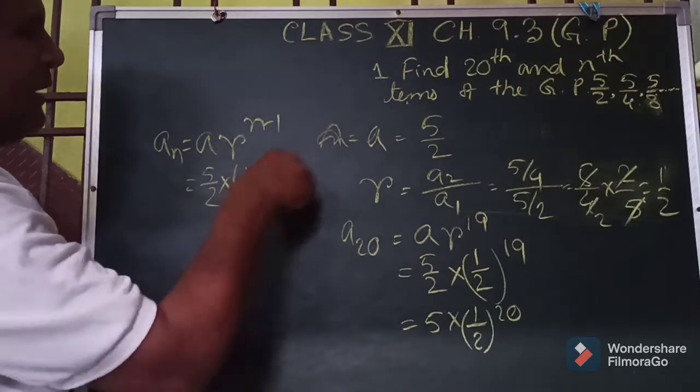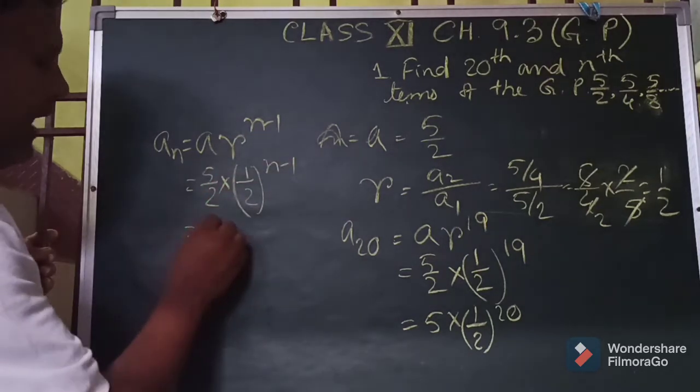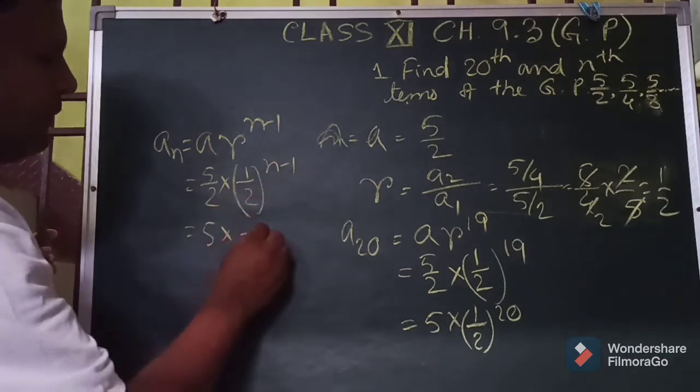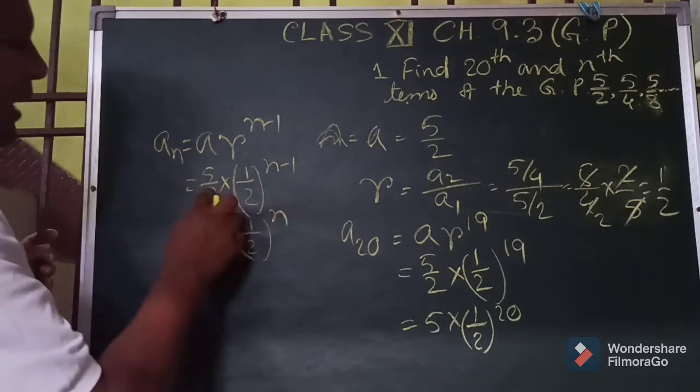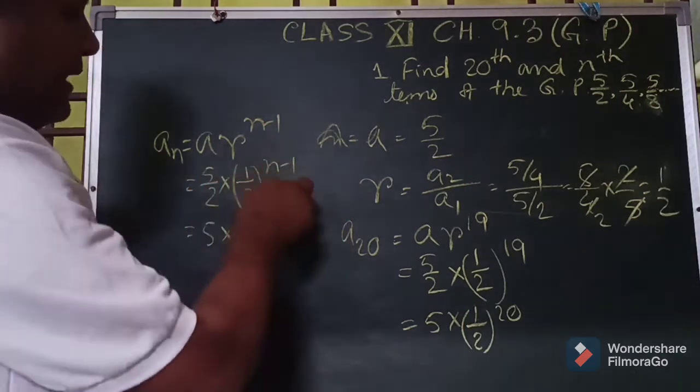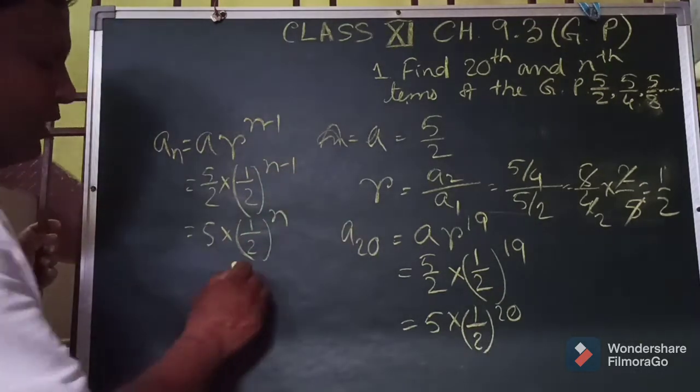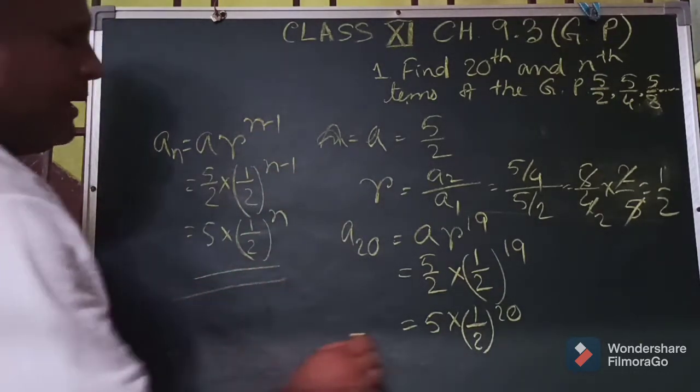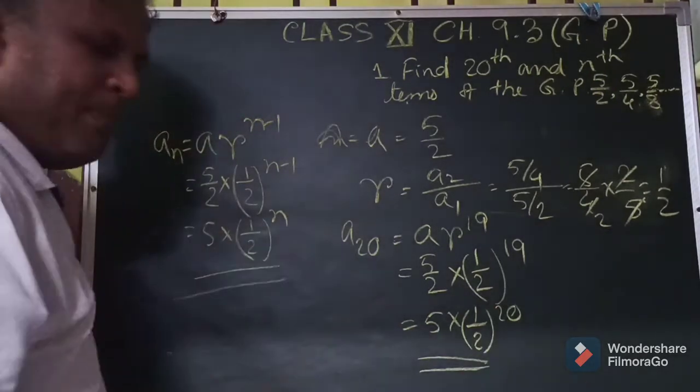n minus 1, is n minus 1, 5 into a half to the power n, here half takile plus 1, plus 1 le 1 kata gole, half to the power n thakibo. So this is the answer for the nth term.